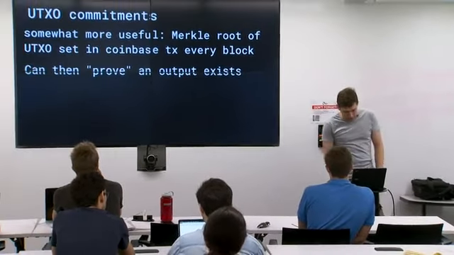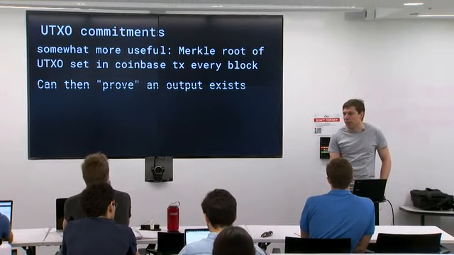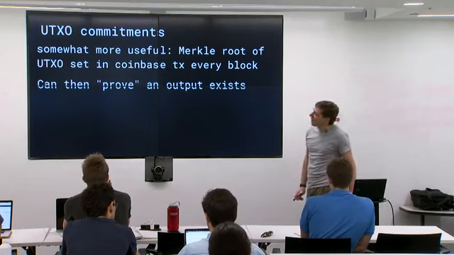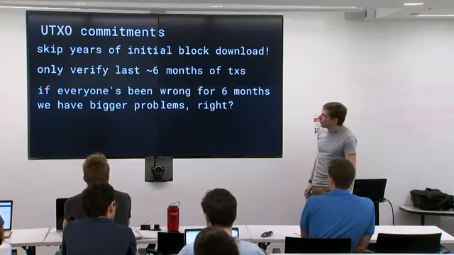I think maybe the reason it hasn't yet been implemented is no one can really agree on exactly how to do it. A lot of people are like, yeah, we should do that. That would be cool. Yeah, you can prove with SPV security.